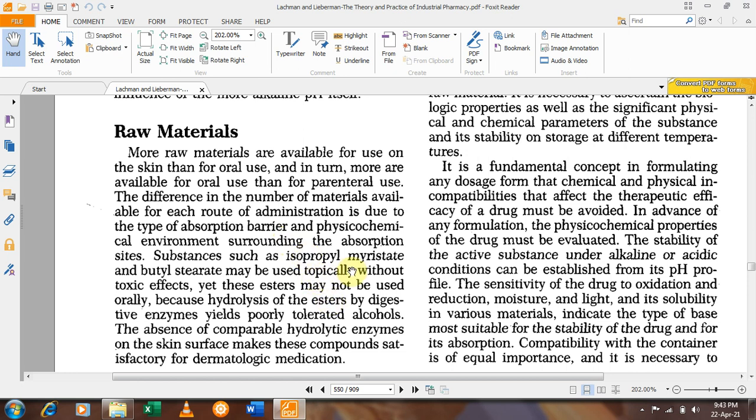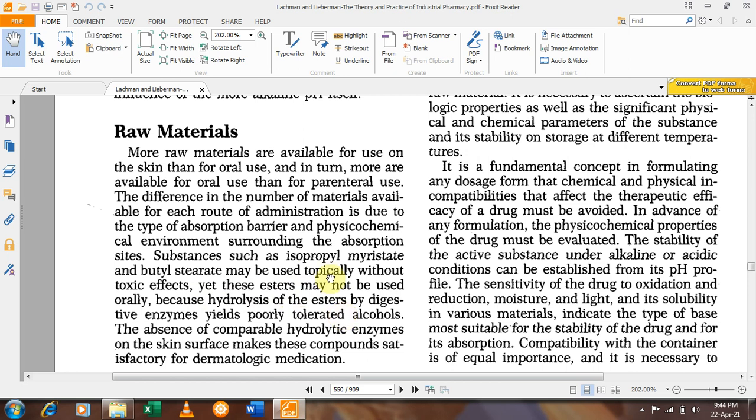Substances such as isopropyl myristate and butyl stearate are two substances which are esters. These may be used topically without toxic effects. Because of the lack of toxicity, these esters, namely isopropyl myristate and butyl stearate, may be used topically. Yet these esters may not be used orally.